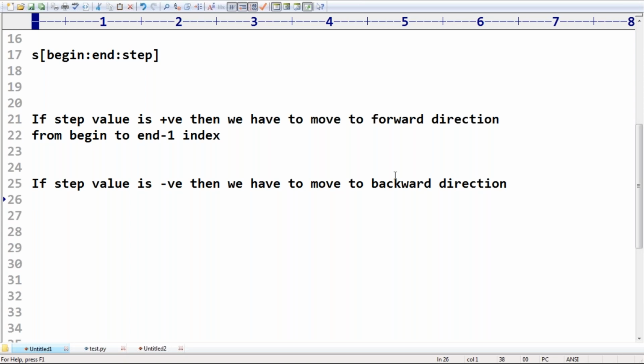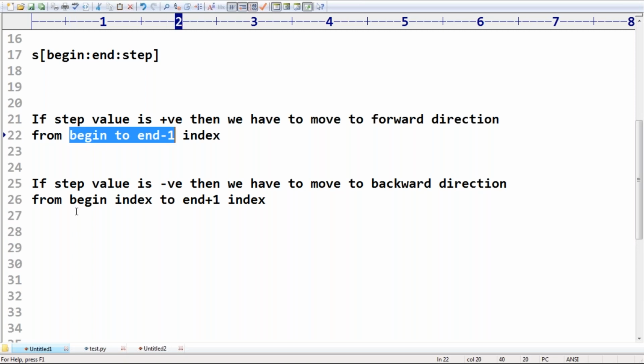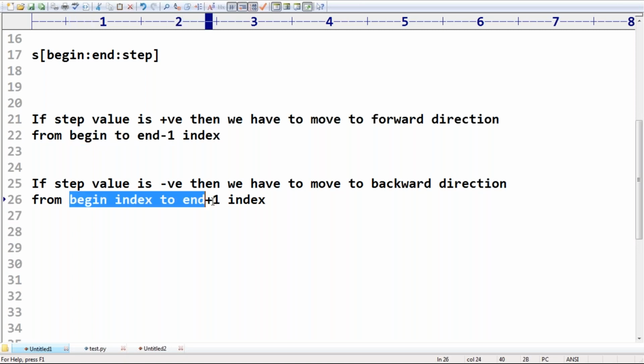from begin index to end plus 1 index. Remember that. Observe the rules very carefully, right? If it's the forward direction, begin to end minus 1. If it's the backward direction, begin index to end plus 1 index. You have to take care whether it is forward direction or backward direction.